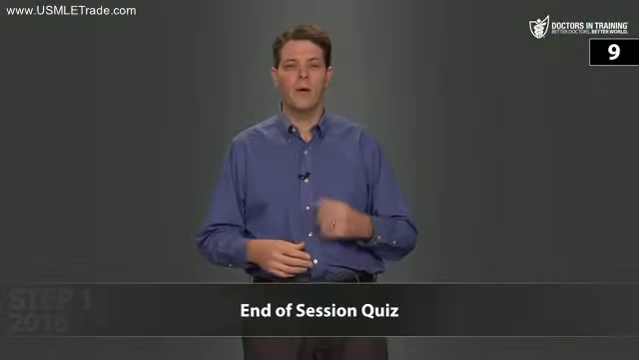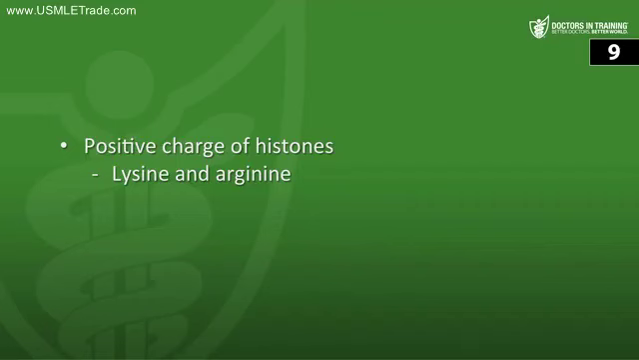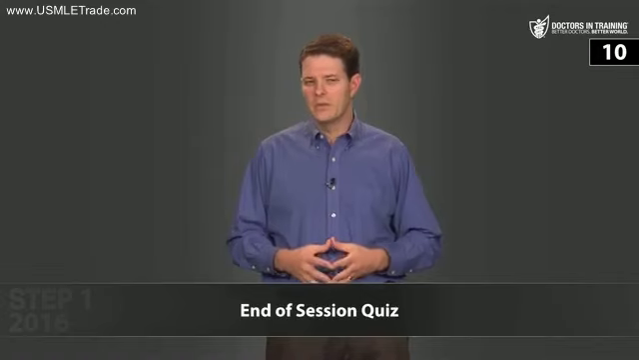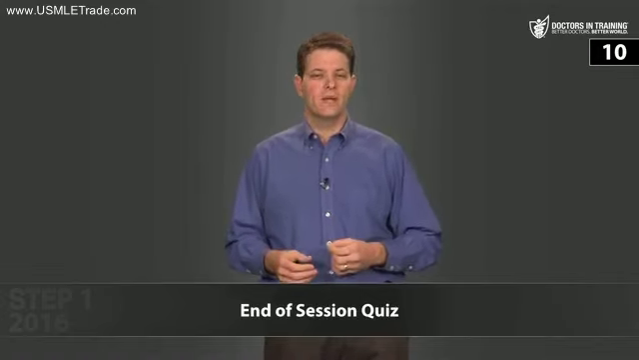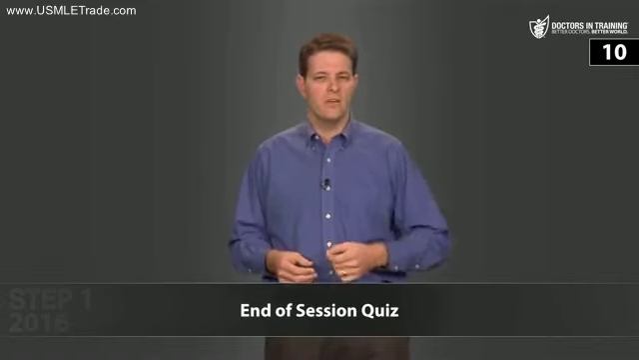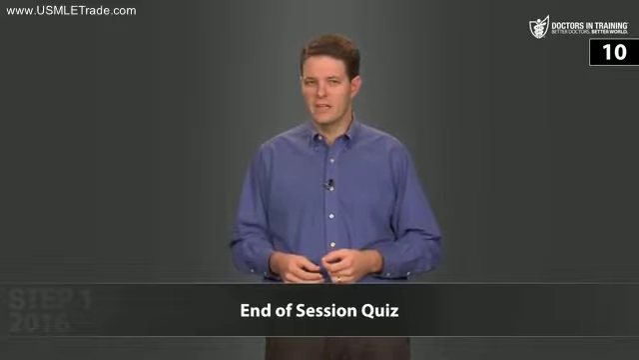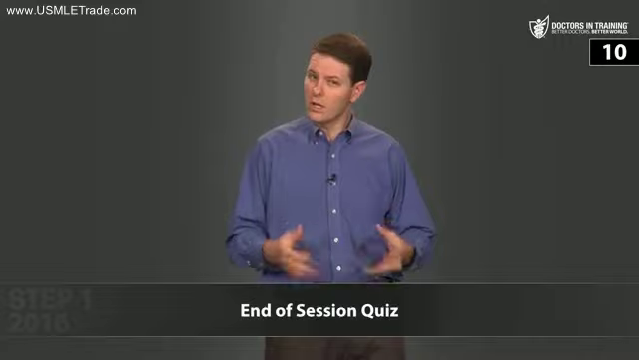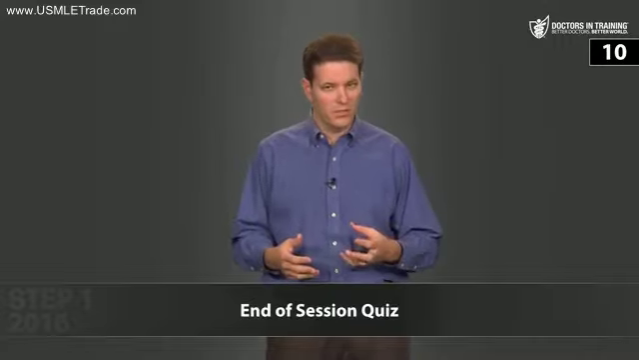Next, what accounts for the positive charge of histones? It's the prevalence of the amino acids lysine and arginine. And then what accounts for the negative charge of DNA? It's the phosphate groups. Last question. How many adenine residues are found in a molecule of DNA if one strand contains 2,000 adenine, 500 guanine, 1,500 cytosine, and 1,000 thymine? Now, don't get tripped up on this. It looks pretty easy, but you still have to think it through.